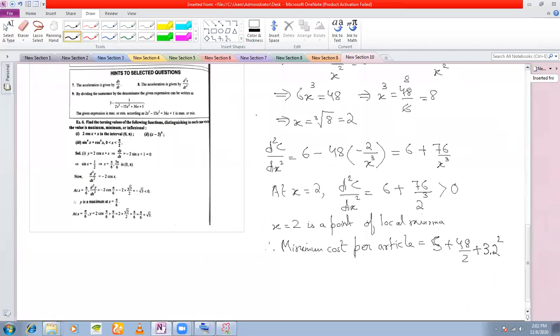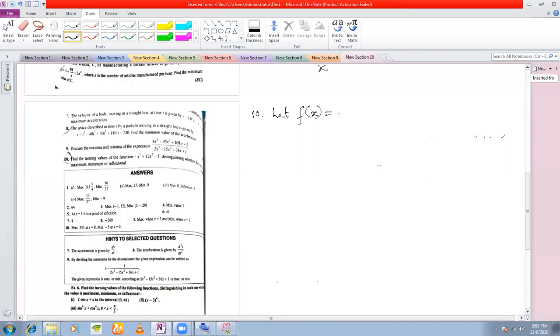Number 10. The question is: find the turning values of the function. Let us assume f(x) is equal to minus x cube plus 12x square minus 5. Distinguish whether the points are maximum, minimum, or inflectional.